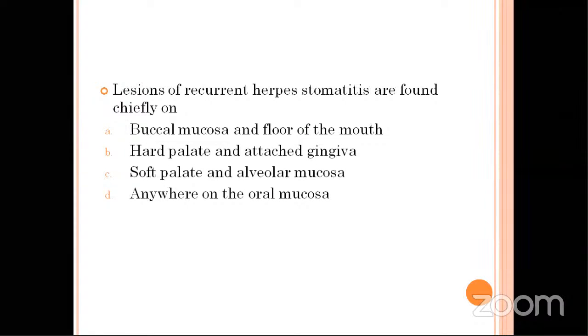So, the lesions of recurrent herpes stomatitis. Recurrent herpes stomatitis is found chiefly on the buccal mucosa, floor of the mouth, hard palate and attached gingiva, soft palate and alveolar mucosa, anywhere on the oral mucosa. It is seen in the hard palate and the attached gingiva.